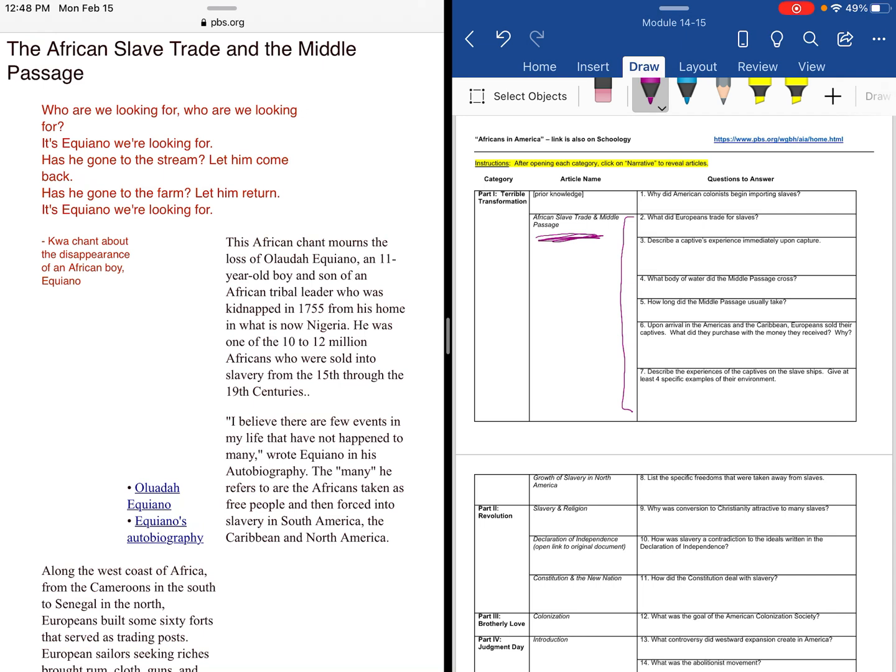It starts out by saying, this African chant mourns the loss of Olaudah Equiano, an 11-year-old boy and son of an African tribal leader who was kidnapped in 1755 from his home in what is now Nigeria. He was one of 10 to 12 million Africans who were sold into slavery from the 15th through the 19th centuries. Quote, "I believe there are few events in my life that have not happened to many," wrote Equiano in his autobiography. The many he refers to are the Africans, taken as free people and then forced into slavery in South America, the Caribbean, and North America.